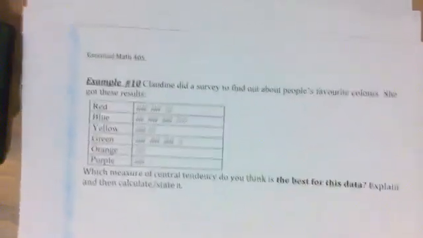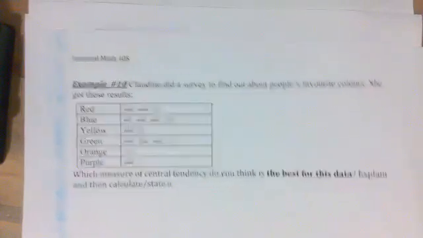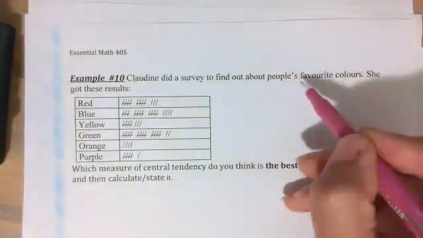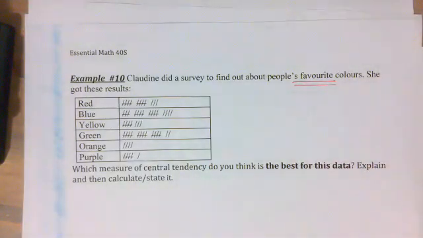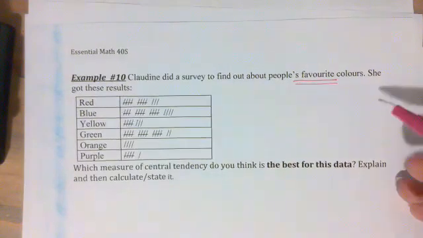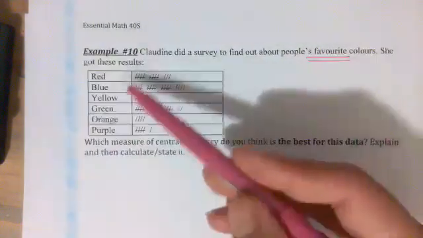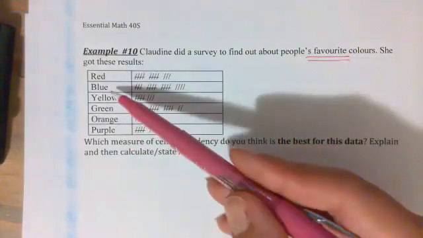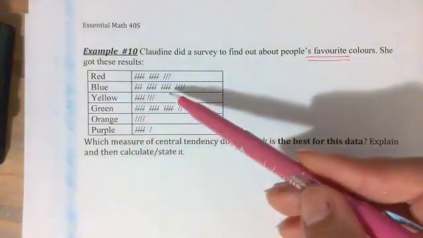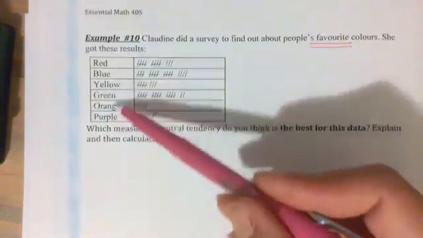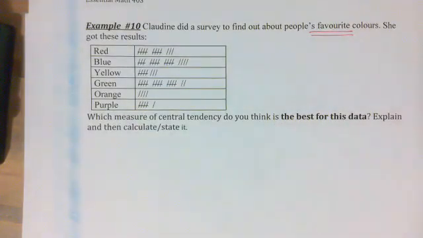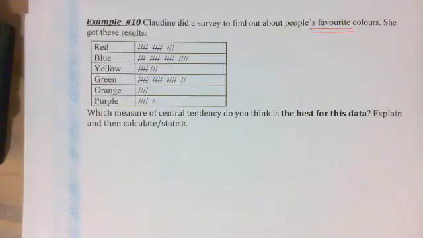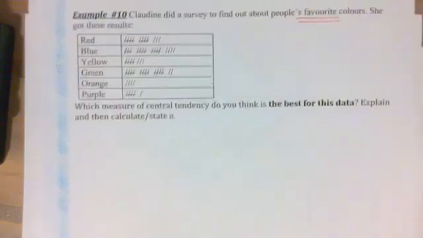Claudine did a survey to find out about people's favorite colors. So even just reading this first sentence, a survey to find out something that's favorite, right? The popularity of a color. I know what it is already. She got the following results. For red, there's 13 people liking that color. Blue, there's 15, 19 people, and so forth, right? Which measure of central tendency do you think is the best for this data? Explain and then calculate and state. I'm going to let you answer this one.